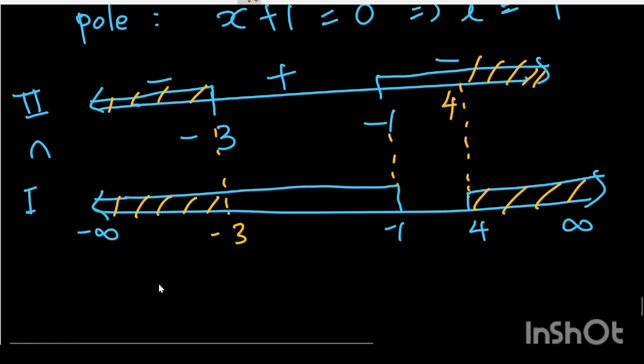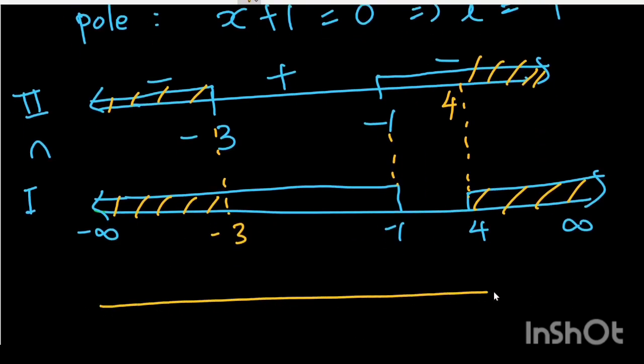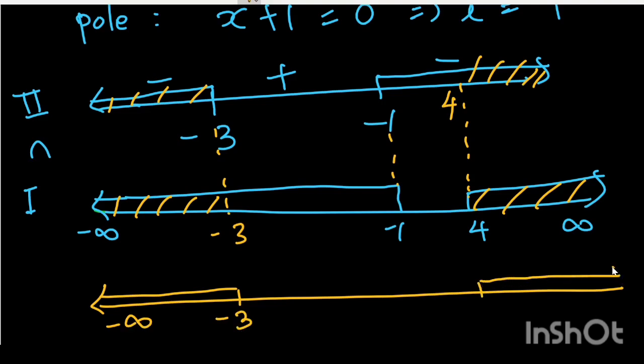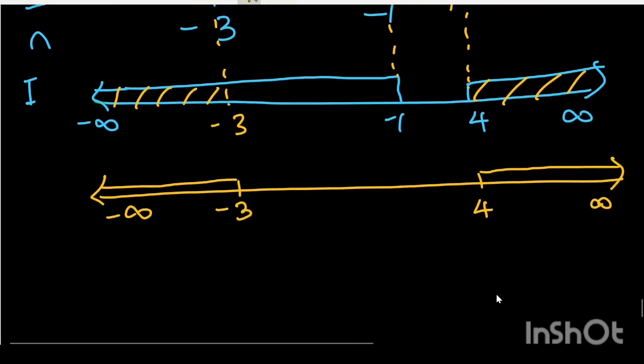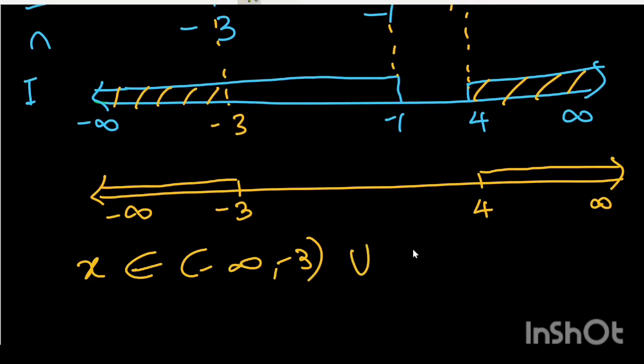So the answer is what, guys? Their intersection gives you the final answer as minus infinity to minus 3 union 4 is not present in this. So here also open only 4 to infinity. That is the answer. x belongs to minus infinity to minus 3 union 4 comma infinity, guys. So that way we can do. Okay, moving on to our next example.